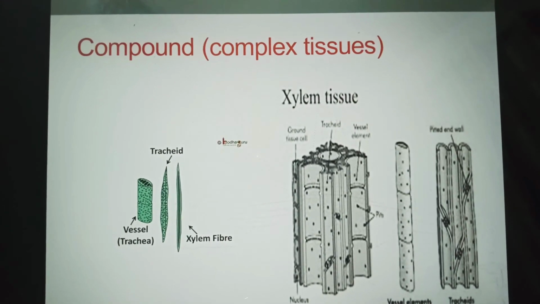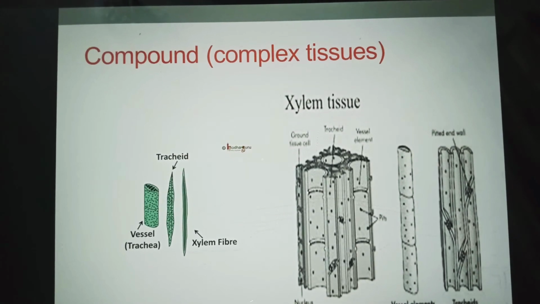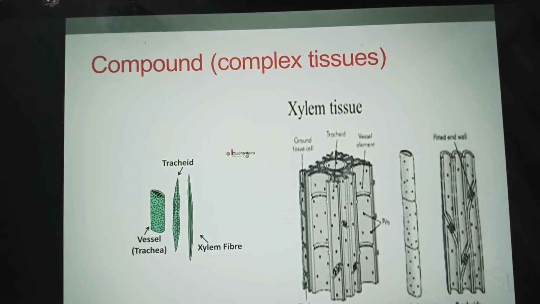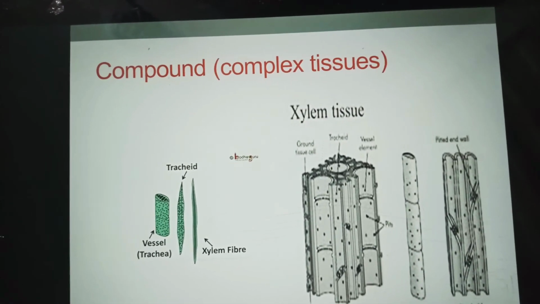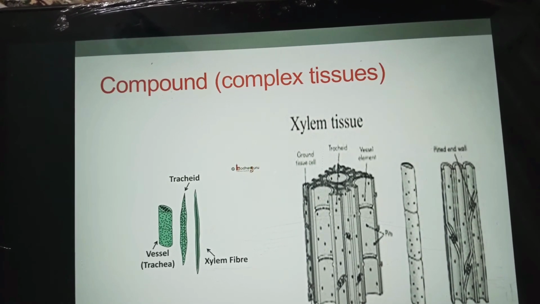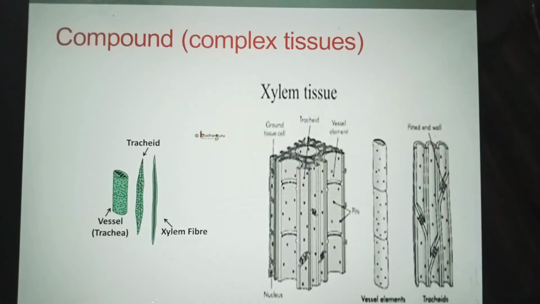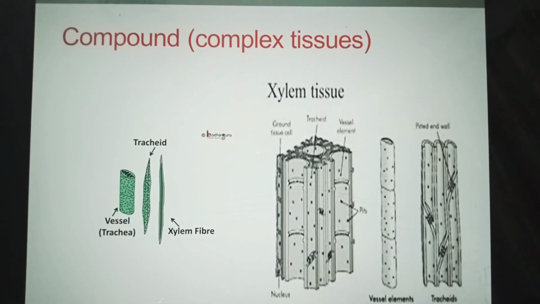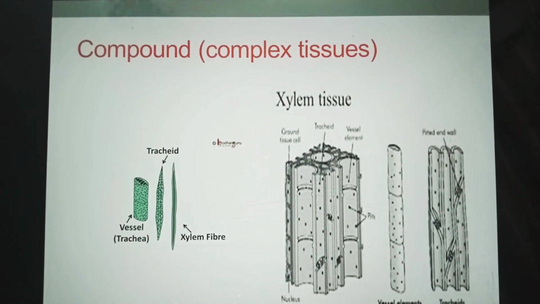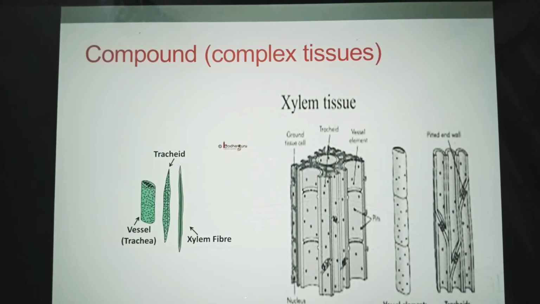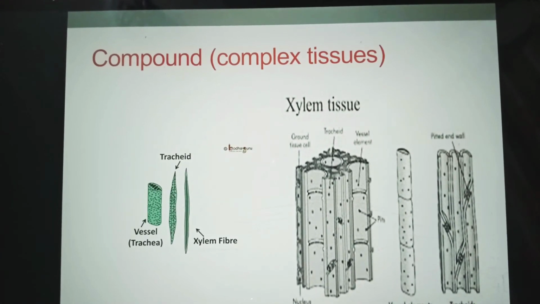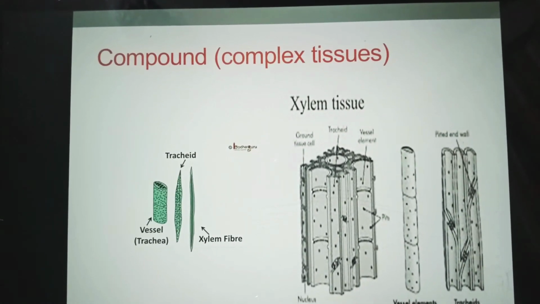Now I will discuss compound or complex tissue. A plant tissue composed of more than one type of cell is called a compound or complex tissue. Xylem and phloem tissues found in vascular plants are examples of compound tissues. Xylem tissue is responsible for the transport of water and dissolved substances from roots to the aerial parts. Due to the presence of lignin, the secondary walls of its cells are thick and rigid. That is why xylem tissue also provides support to the plant body.